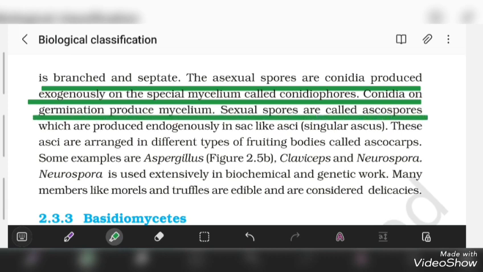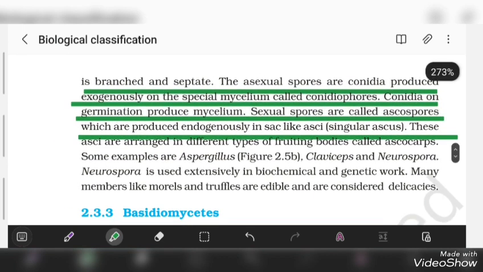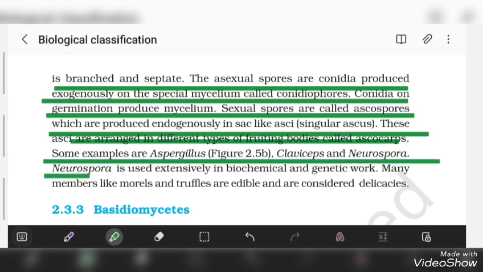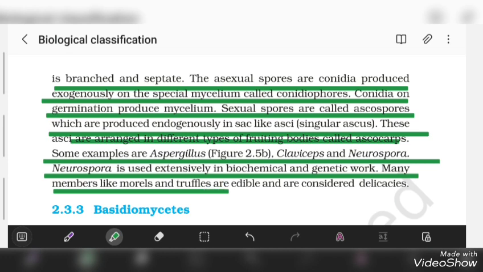Sexual spores are called ascospores, which are produced endogenously in sac-like asci, singular ascus. These asci are arranged in different types of fruiting bodies called ascocarps. Some examples are Aspergillus, Claviceps, and Neurospora. Neurospora is used extensively in biological and genetic work. Many members like morels and truffles are edible and are considered delicious.